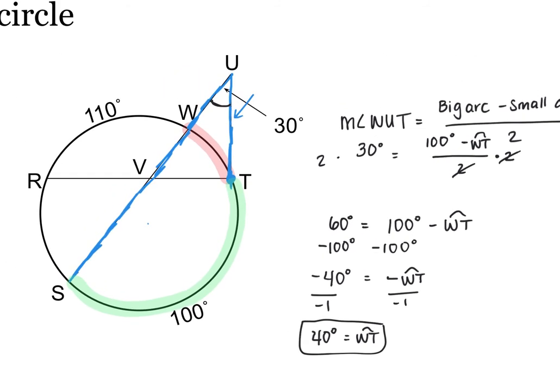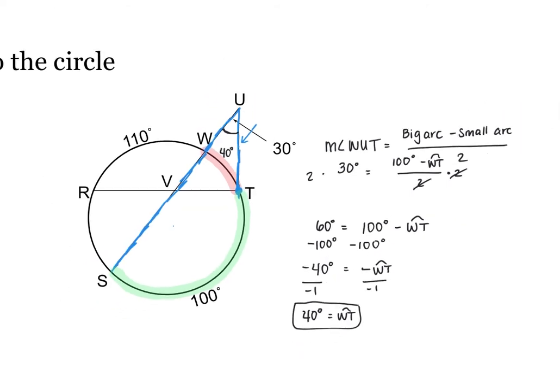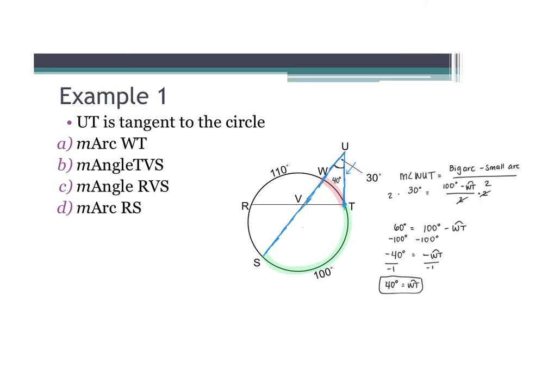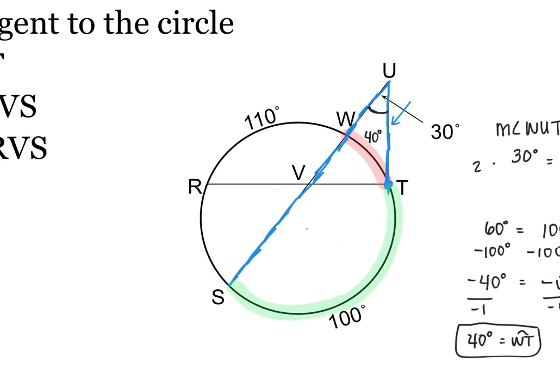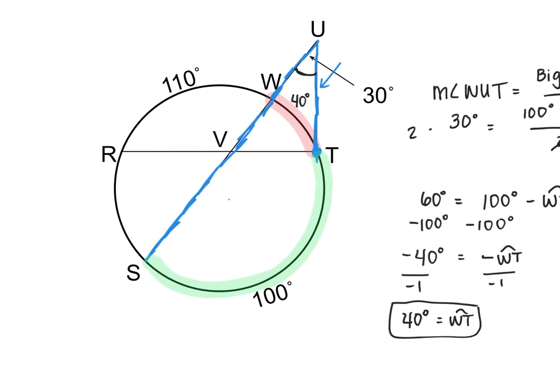So we know this little arc up here is 40 degrees. The arc in red is 40 degrees. Okay, from here, it then asks us to find the measure of the angle TVS. Well, TVS is this angle right here.